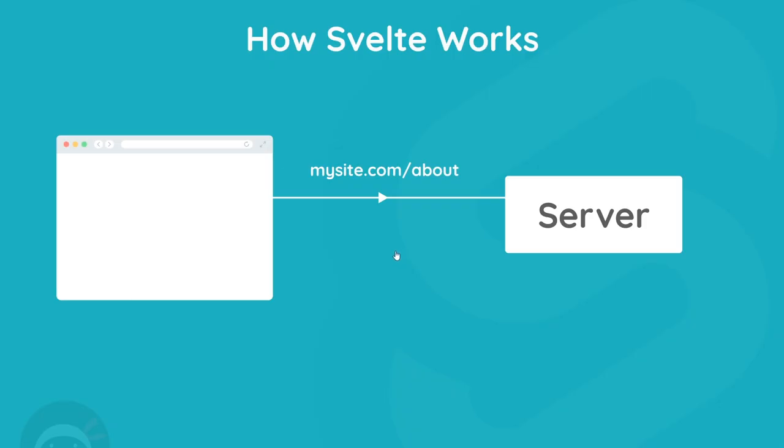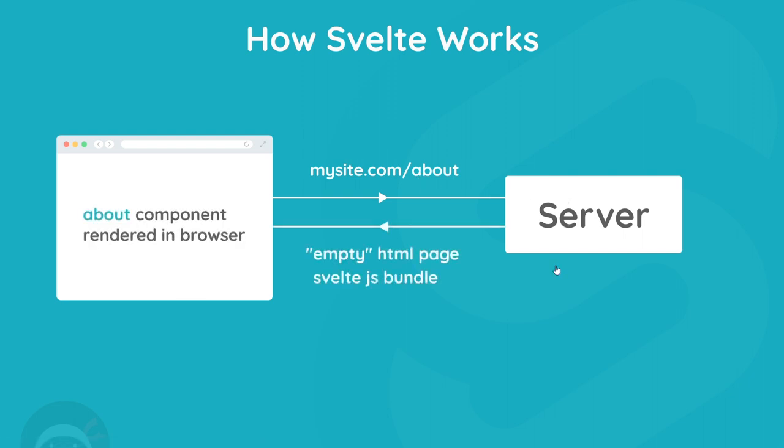So previously, if you've used Svelte to create an application without Sapper, you'll know that Svelte components are all rendered inside the browser after the page first loads. So for example, we might send a request to mysite.com/about. The server then responds with a blank or empty HTML page and the Svelte JavaScript bundle, and then the about component is then rendered inside the browser.